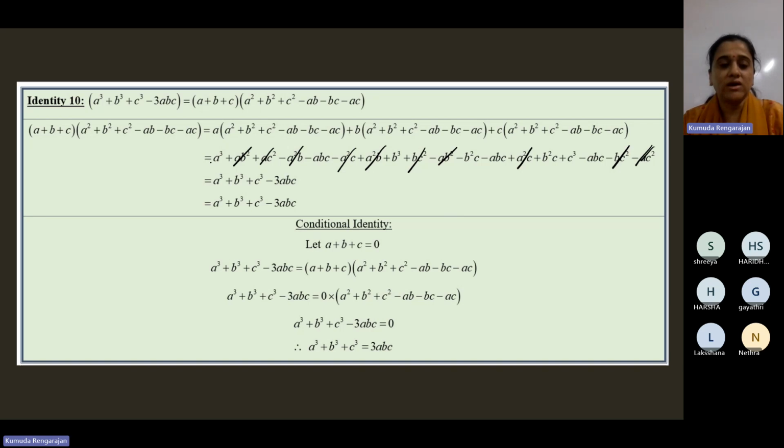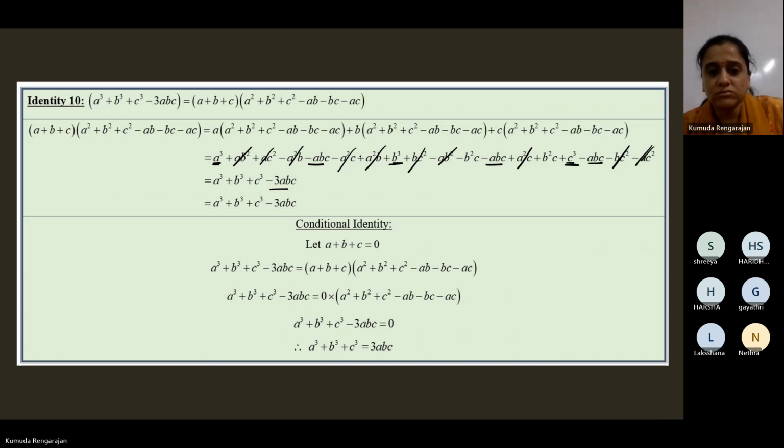Okay, you'll have only these terms, A cubed plus B cubed plus C cubed, and then minus 3ABC, right? So you'll have minus ABC, minus ABC, minus ABC. That will make minus 3ABC. All the other terms will get cancelled.